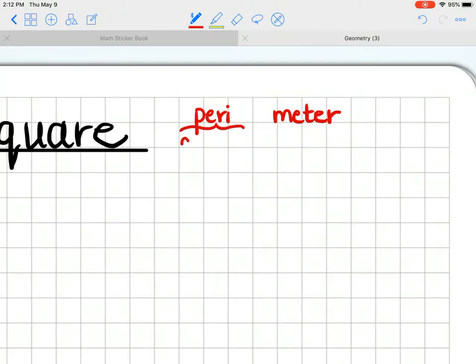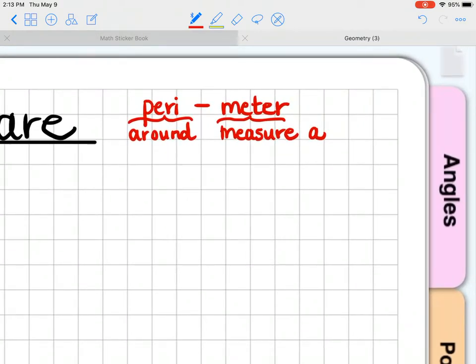Peri means around. If you think about a submarine with a periscope that comes up out of the water and it looks around, it turns around. So peri, anytime you see it, is around. And meter, in this sense, means measure. So when you break this word down and you look at its parts, perimeter is the measure around a polygon. And you learned in the last video what a polygon is.